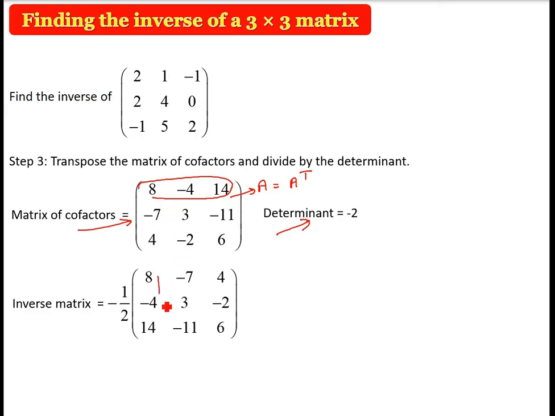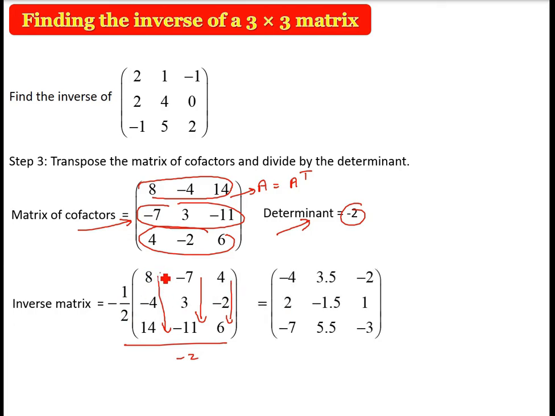So 8, minus 4, 14. Then minus 7, 3, minus 11 will become the second column, and 4, minus 2, 6 will become the third column. And the determinant is minus 2, and we divide it by minus 2. So minus half multiplied by 8 is going to be minus 4. And you have to multiply minus half with each and every element. That is, 9 elements are there, so 9 multiplications should be there. For example, minus half into minus 7 will be 3.5. Minus half into 4 will be minus 2. Okay. So this is the final matrix. This is your inverse of the matrix, A inverse.